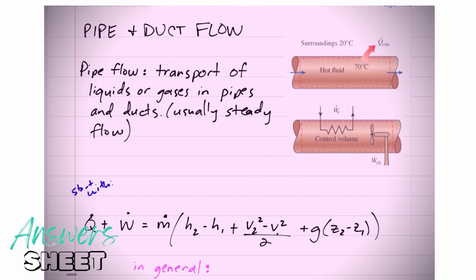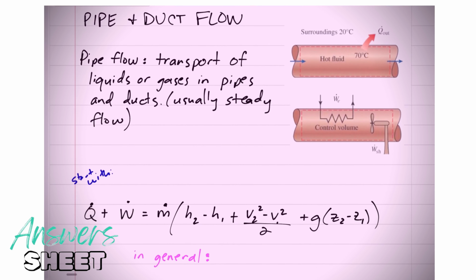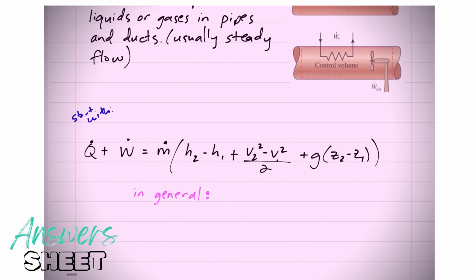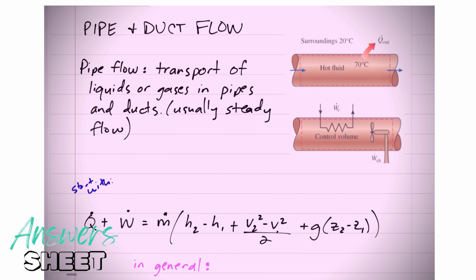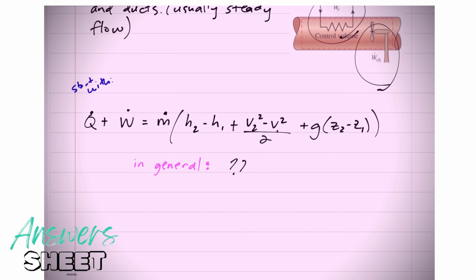All right, and lastly, and easiest, this is pipe and duct flow, transport of liquids and gases in pipes. Usually this is a steady flow. Usually there's not mass that's building up in the pipes. It might have work crossing the boundary. It might have Q crossing the boundary. The velocities might matter. In general, it depends on the situation. And all of these actually depend on the situation.